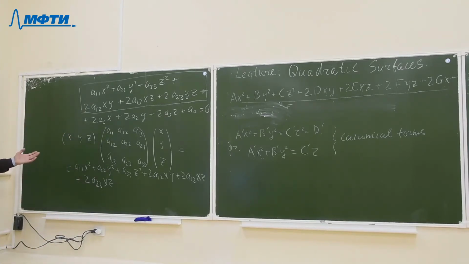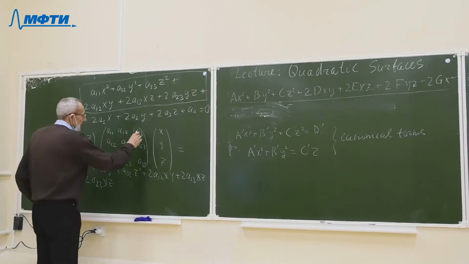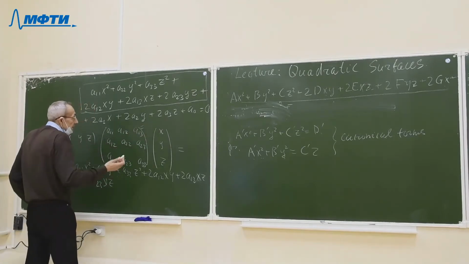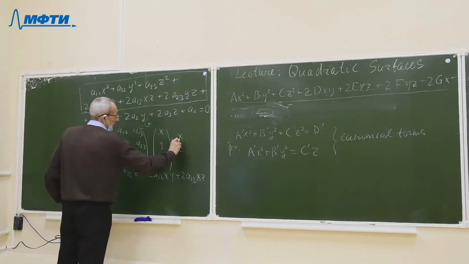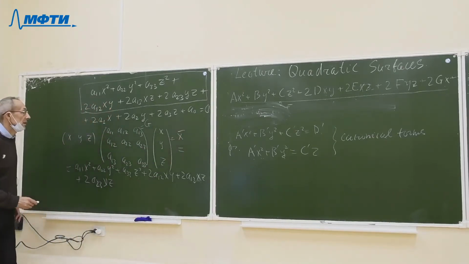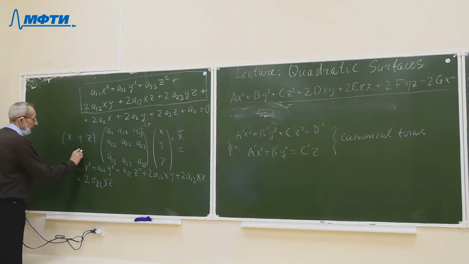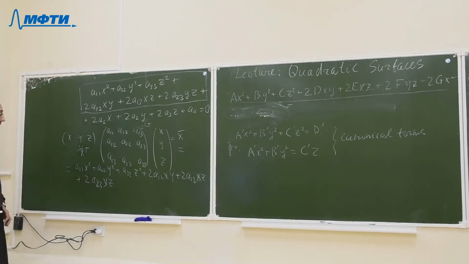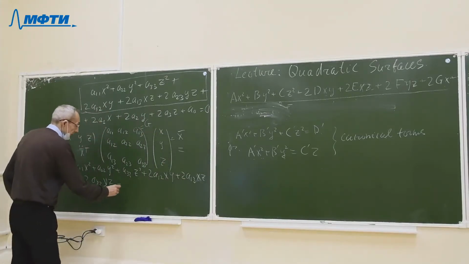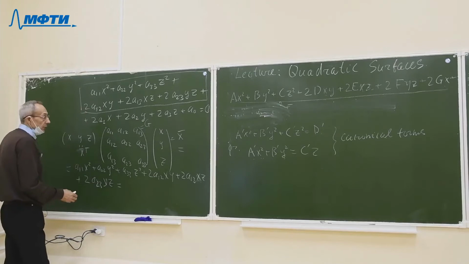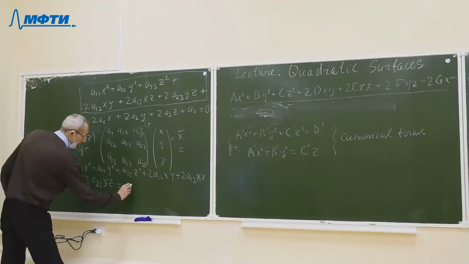And in this formalism, we can denote this matrix by the letter G. This vector may be x bar, and this vector x bar transpose. And this equation can be rewritten in the following short matrix form.